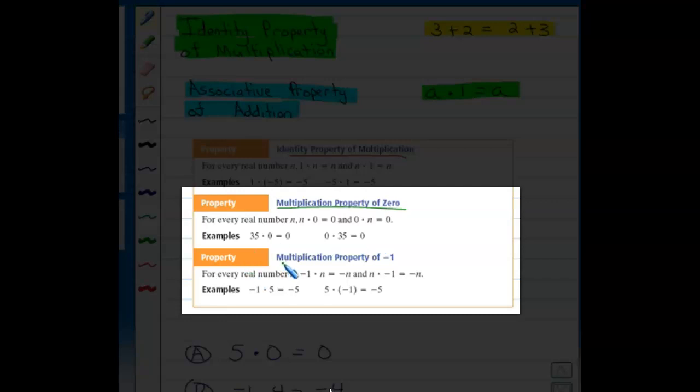And then we have the multiplication property of negative 1. That states for every real number n, negative 1 times n is equal to negative n, and n times negative 1 is equal to negative n. So if I have negative 1 times 5, I'm going to get negative 5, and 5 times negative 1 is equal to negative 5.